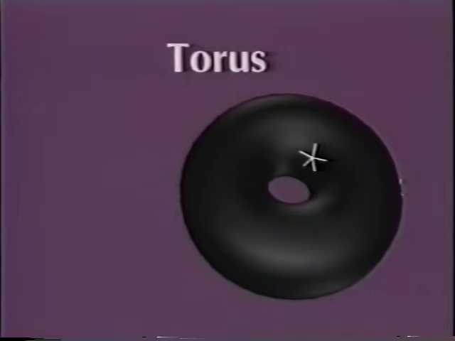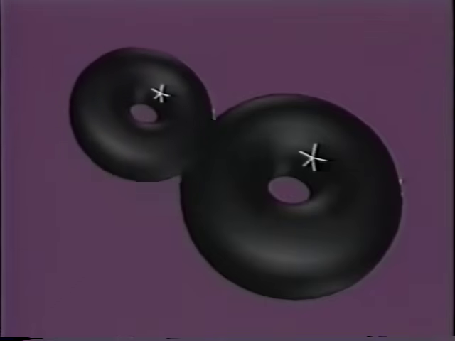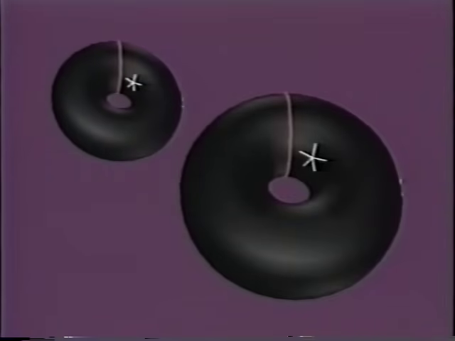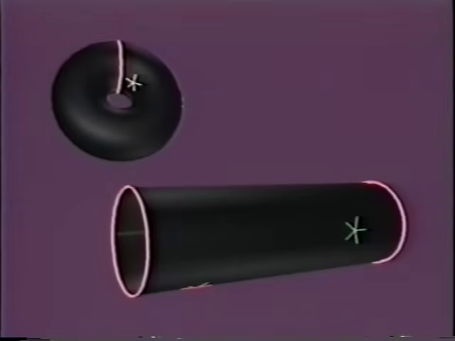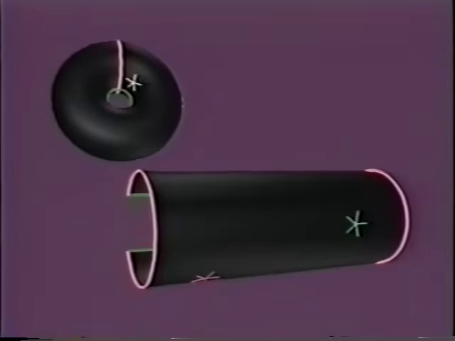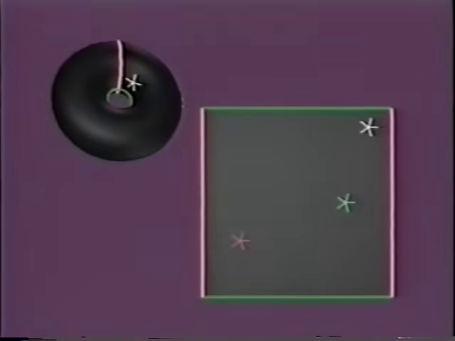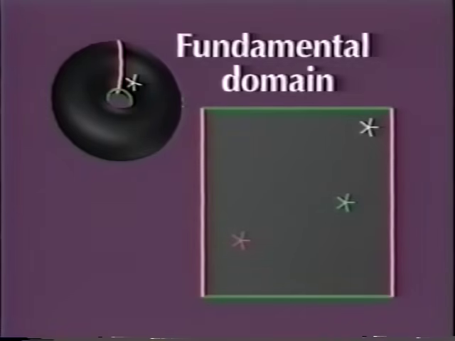Suppose their universe is a torus. We'll save a copy of it, cut the torus once, and deform it into a cylinder. Cut it again, and open it into a square. This square is a fundamental domain for the Flatlander's universe. We now see their universe using only two dimensions.